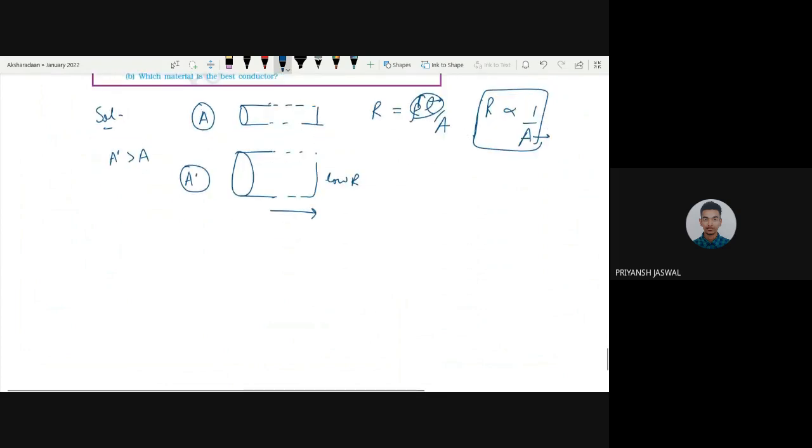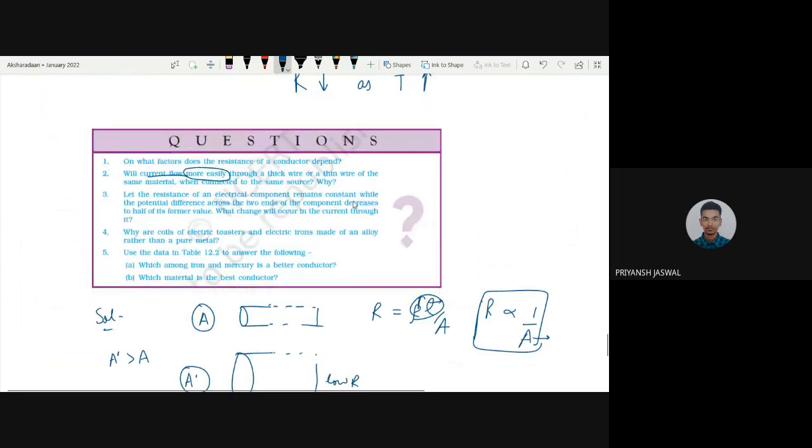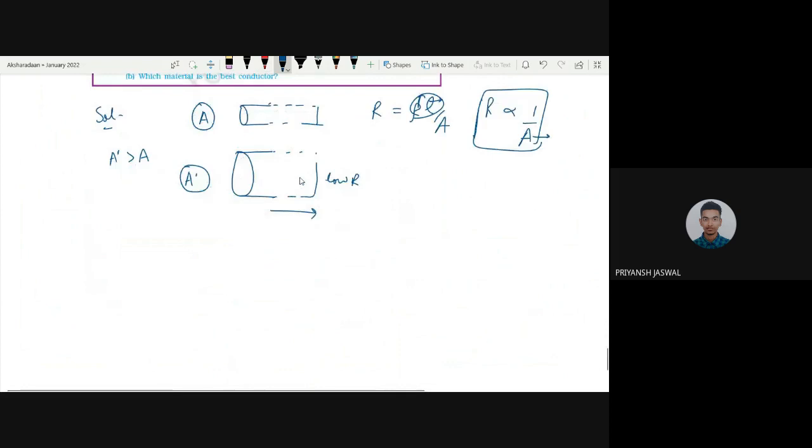But if L is not the same for the two wires, which is not given in the question, they haven't said anything about the length, only the cross section. It is a thick wire or thin wire of the same material, with no condition for the length. So if they have different lengths, let's say this is A and A prime is twice, that is this wire is twice as thick as the initial one, and the length is L and say the length is 2L.